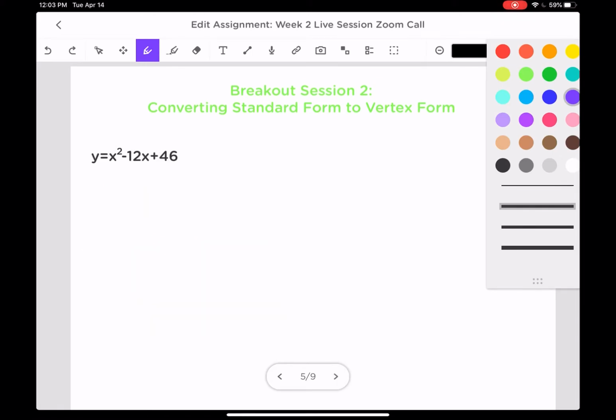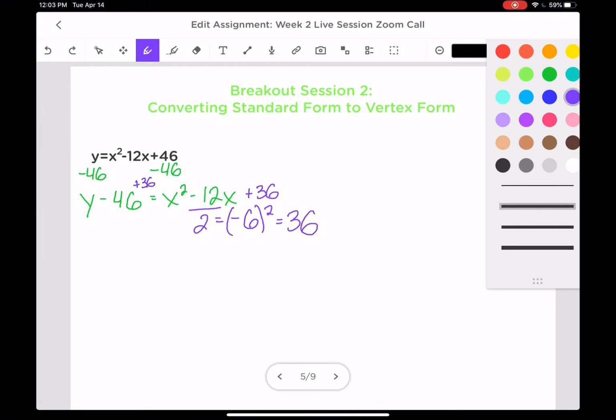Let's try another example. Same steps. We're going to start by moving the c value over. So I'm going to subtract 46 from both sides. So y minus 46 equals x squared minus 12x. I want to complete the square and add it to both sides. To do that, I take b divided by 2. So negative 12 divided by 2 is negative 6. Take that negative 6 and square it. So negative 6 times negative 6 is 36. And I then need to add that to both sides of my equation.